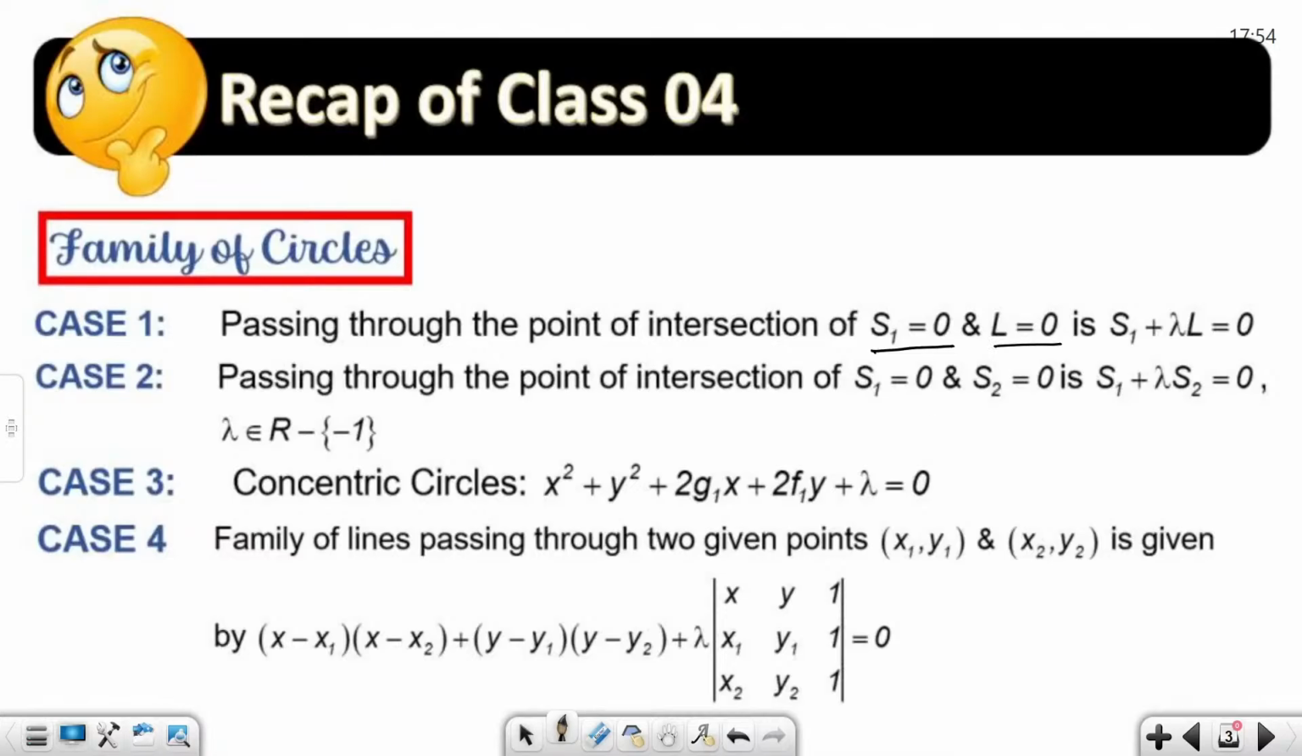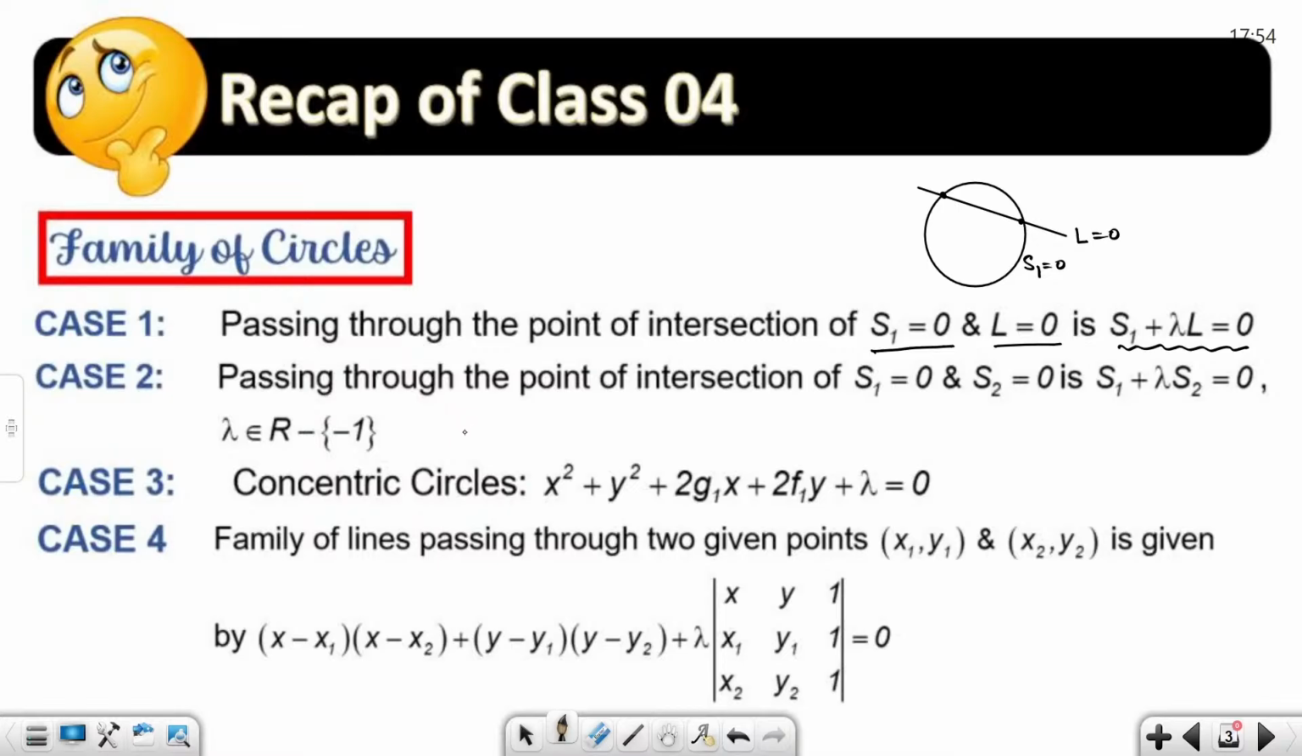Family of circles passing through the point of intersection of a given circle and a line is given by, if this is the circle and we are having a line, then any circle which is passing through the point of intersection of these 2 is given by S1 plus lambda L equals to 0, where the equation of the circle is S1 equals to 0 and the equation of the line is L equals to 0, right?